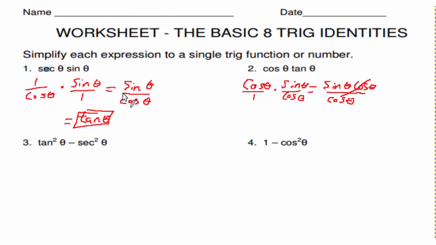And what's going to happen is these cosine thetas cross out. So all you have left is sine theta, and that's your answer. Here, number 3, it says tangent squared theta minus secant squared theta.